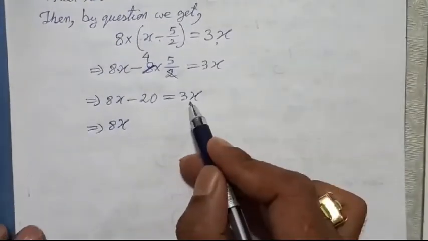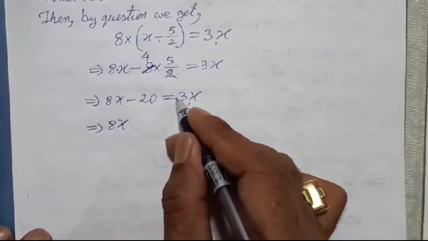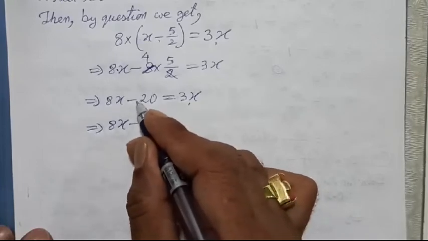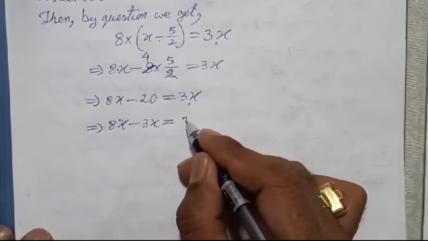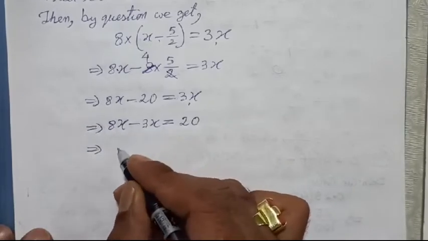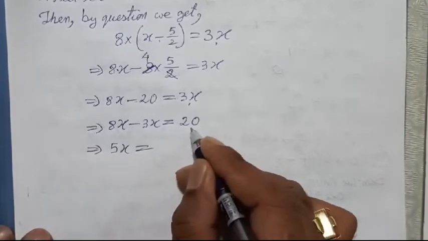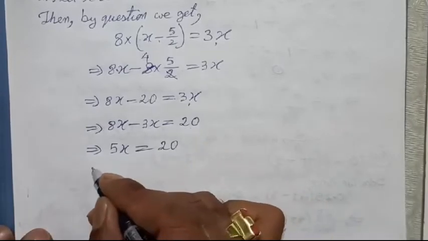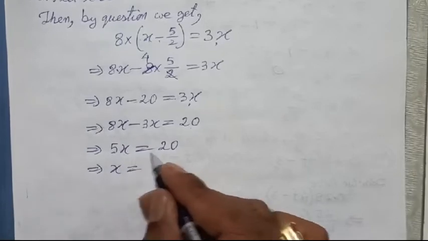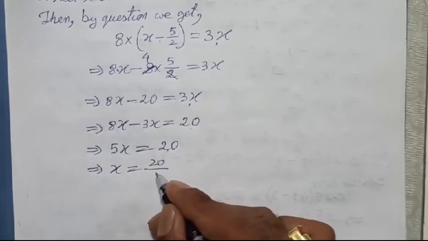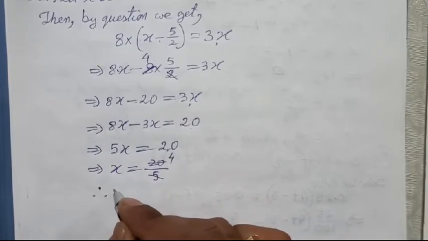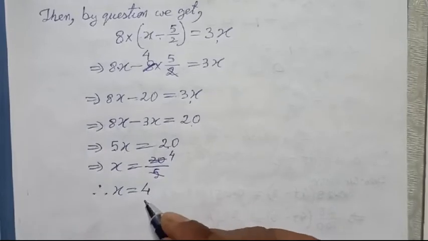If this 3x is transposed to the other side, then here is plus sign, plus is changed into minus, minus 3x. Equal to minus 20 is transposed to the other side, then plus sign, plus 20. 8x minus 3x, if we subtract, we get 5x. Then this number 20. This implies that x is equal to, if we want to find out x, 20 will be divided by 5. 5 4 times is 20. Therefore, x is equal to 4.